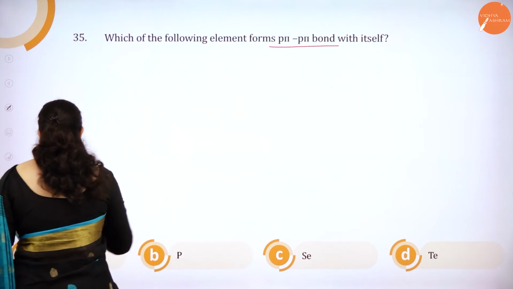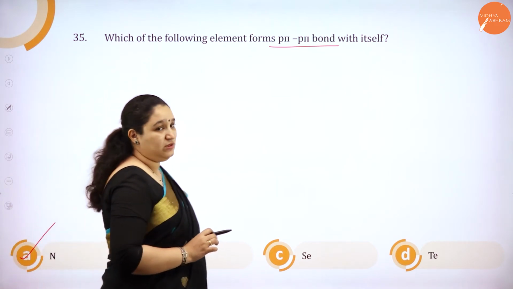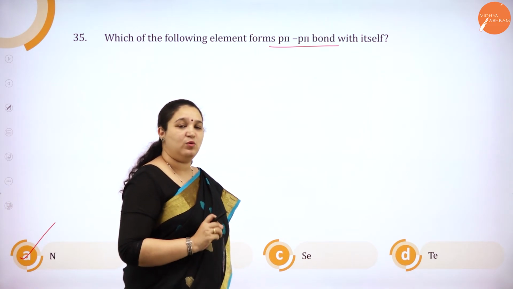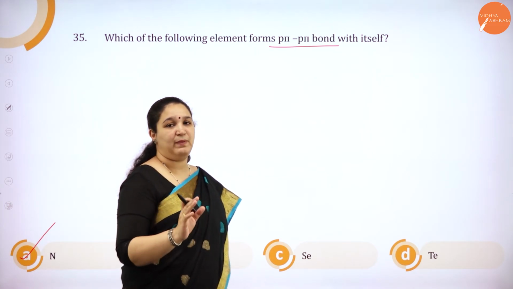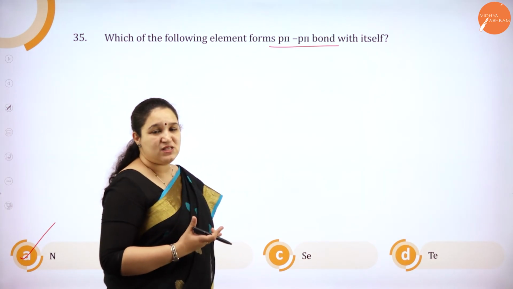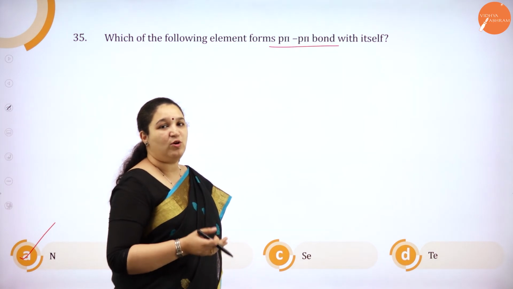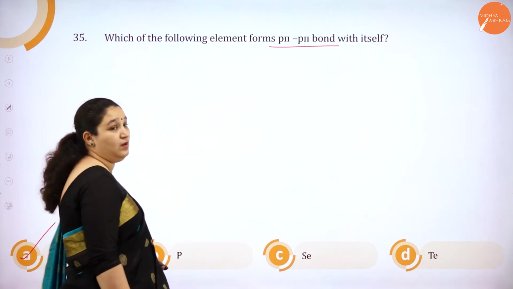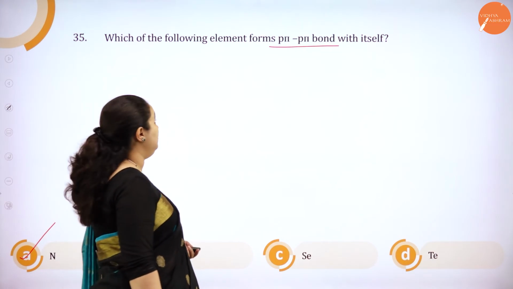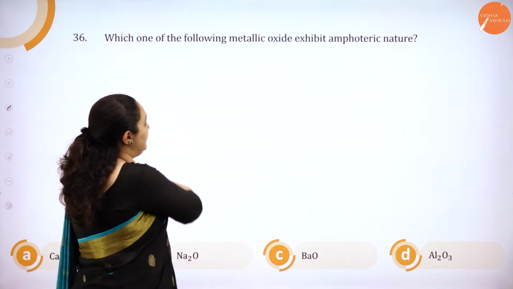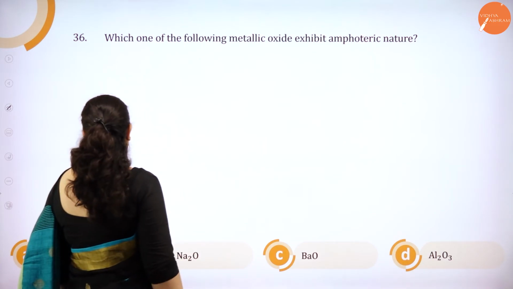That is nitrogen. So of course nitrogen is the correct answer because it's the smallest atom which can form p-pi bond with itself. Okay, the others, because of the larger size, will not be able to form p-pi bond with itself. Okay, so next question, which one of the following metal oxide exhibit amphoteric nature?